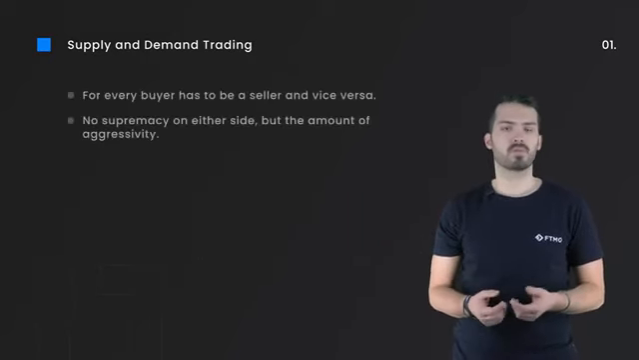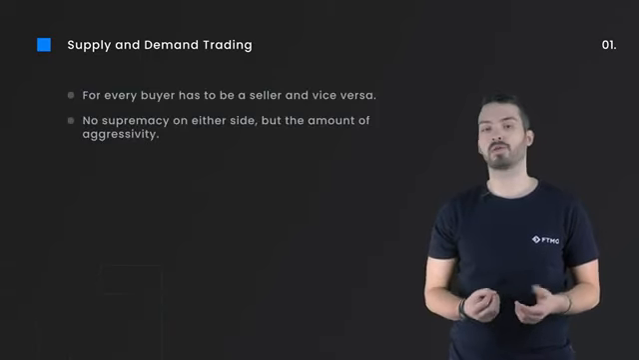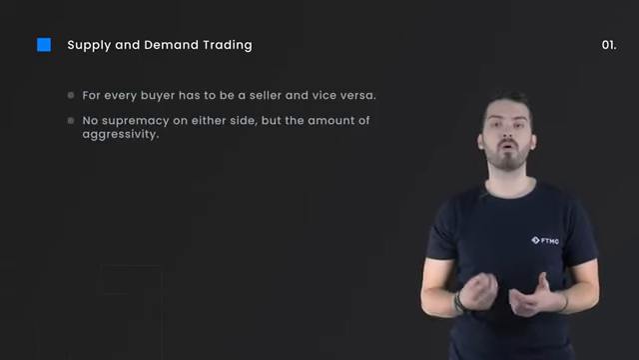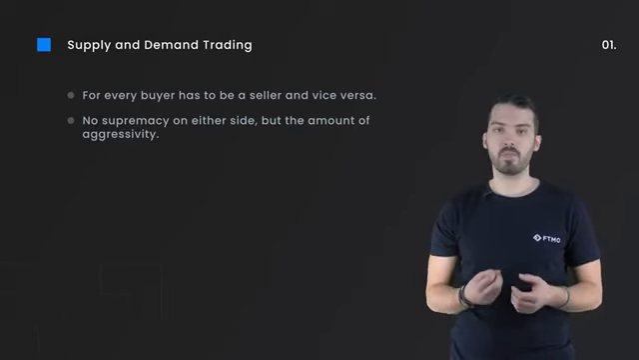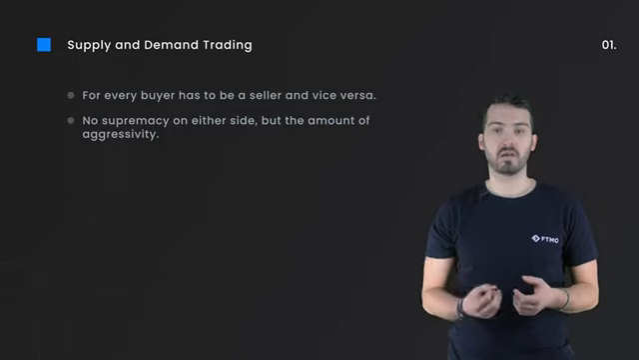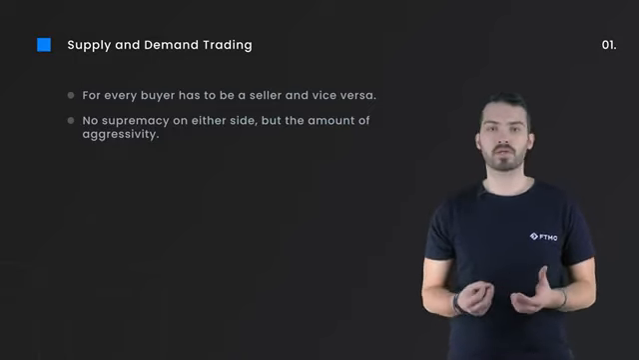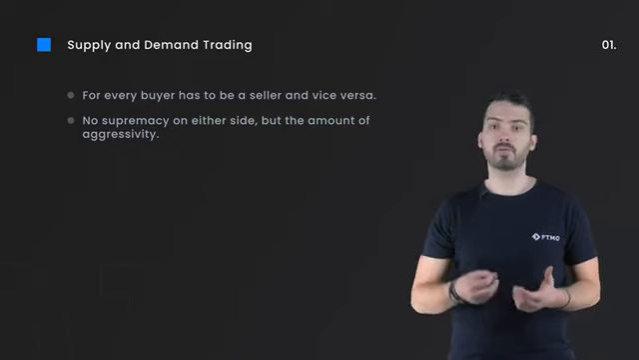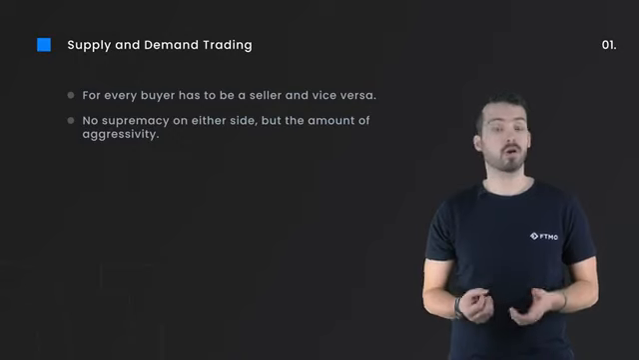One of the common misconceptions many traders assume is that when markets move quickly in one direction, it is because there are more buyers than sellers. This is not true, since for every buyer, there has to be a seller and vice versa. When the price goes up or down, there is no supremacy on either side, but the amount of aggressiveness or willingness to buy or sell for higher or lower prices.